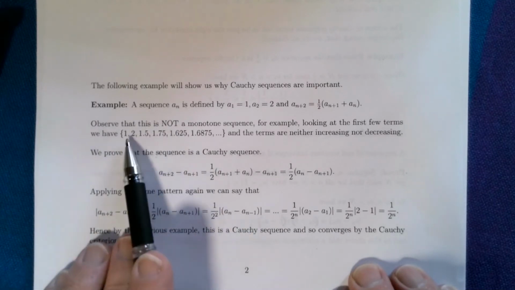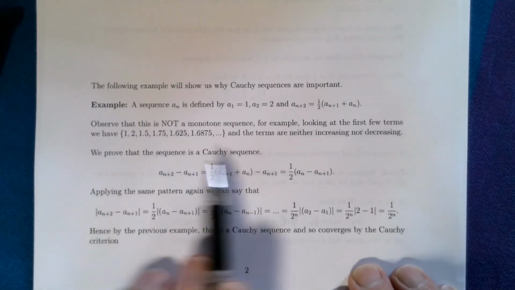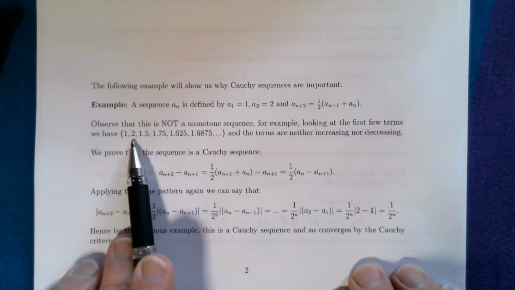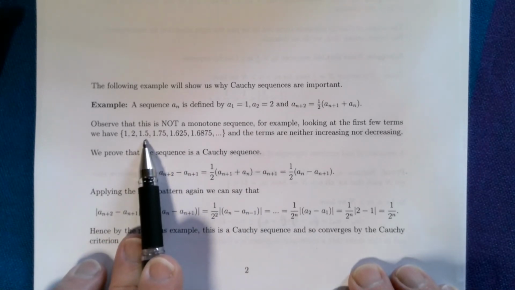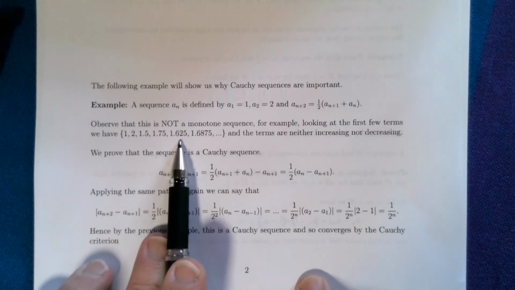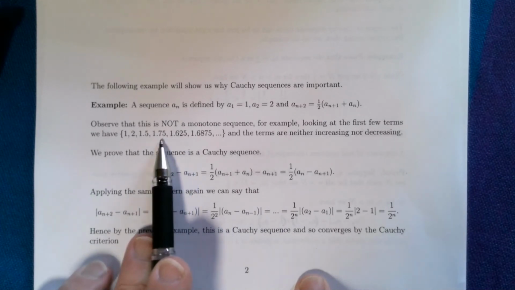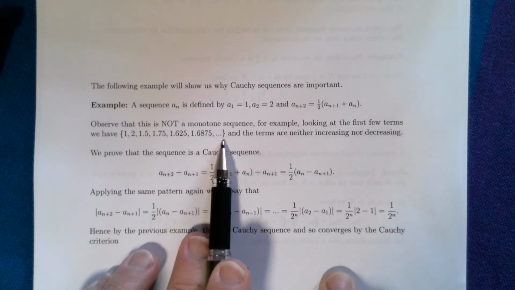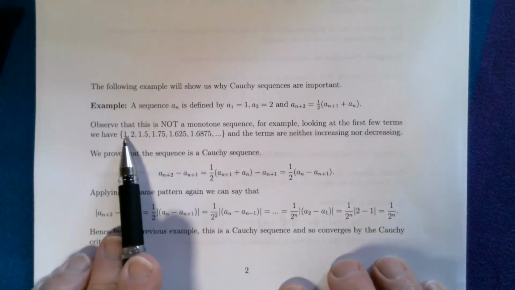Let's look at the first few terms. We get 1 and 2, well, we were told those two. Now you take the average of 1 and 2, you get 1.5. If you take the average of 2 and 1.5, you get 1 3/4. Take the average of these two, you get 1.625. Take the average of these two, you get 1.6875, and so on. So you can see what's happening.